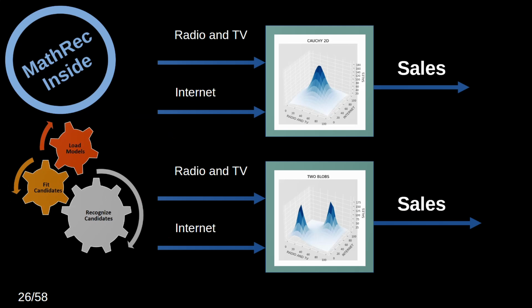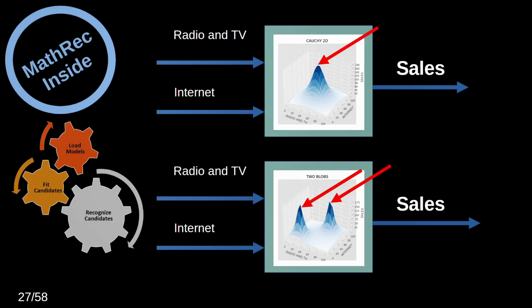Here is a simple example. Once the recognizer finds a good match, it fits the mathematical formula precisely to your data using proven methods. Then, it finds the peak or peaks of the math to increase sales as shown here. The peak is where you want to be.